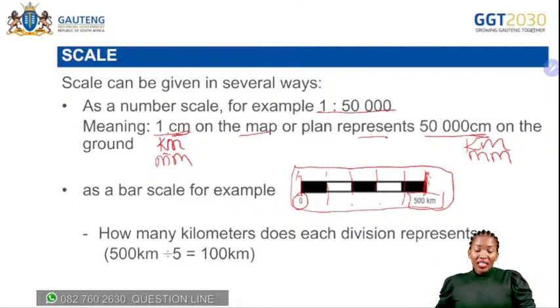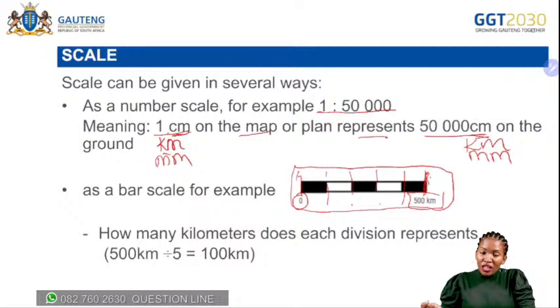If you want to know the distance on the paper, you are going to need to use your ruler. Use your ruler, and then you will measure the bar scale, and then it will tell you how long the bar scale is on the paper. But the only thing that we know is that in reality, this bar scale is actually 500 kilometers long.